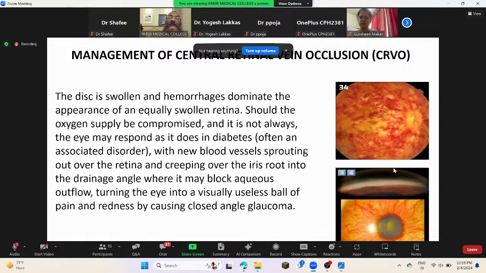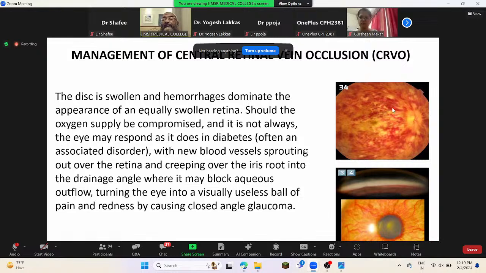Management of central retinal vein occlusion. Here, as you see, the disc is swollen and hemorrhages dominate the appearance of an equally swollen retina. Should the oxygen supply be compromised, and it is not always, the eye may respond as it does in diabetes, often an associated disorder, with new blood vessels sprouting out over the retina and creeping over the iris root into the drainage angle where it may block aqueous outflow, turning the eye into a visually useless ball of pain and redness by causing closed angle glaucoma.